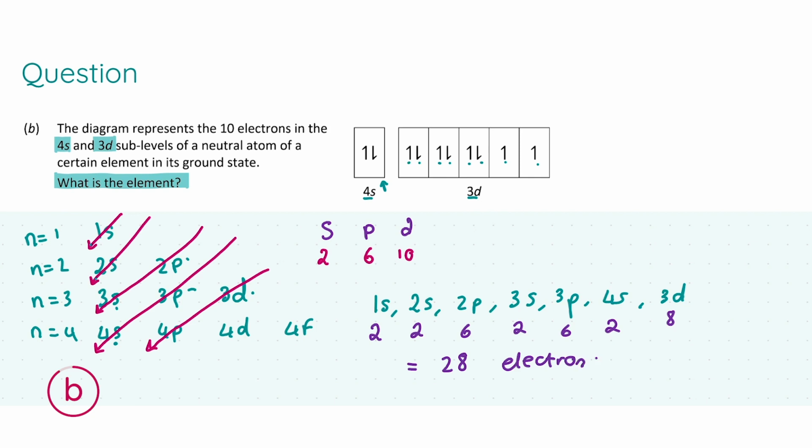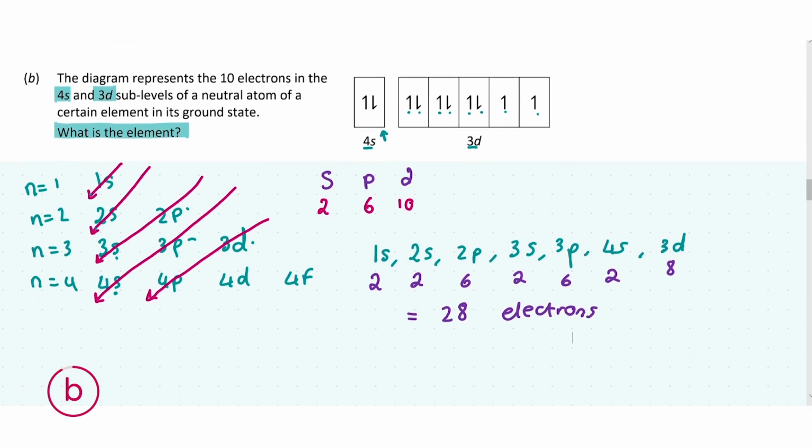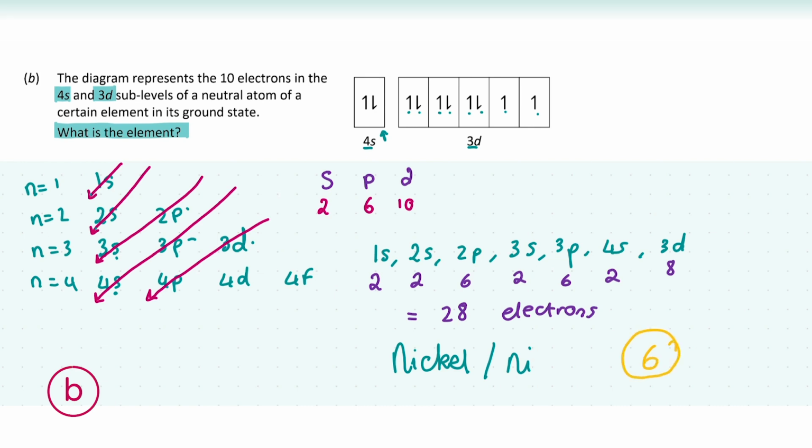If you go to your log tables and go to the periodic table, find the element which has an atomic number of 28, and that is nickel. So the answer to this question is nickel. You're going to get 6 marks for saying either nickel or abbreviating it to Ni.